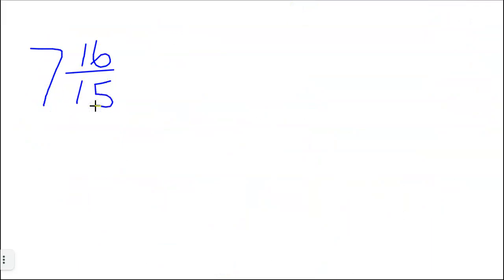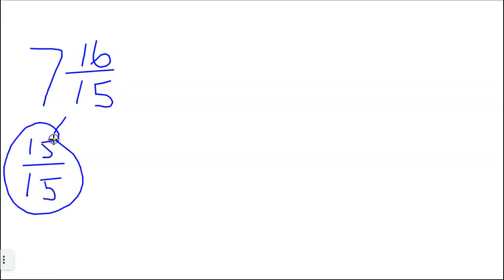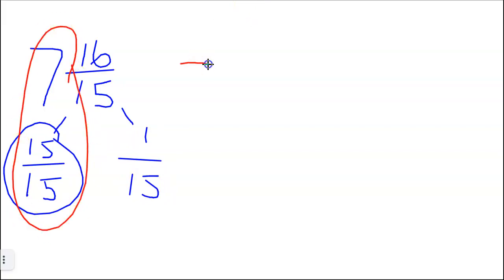Okay, so I have 7 and 16/15. Let's go ahead and change that to a mixed number. With 16/15, I can go ahead and get out one additional whole. So I can pull out 15/15. How many more 15ths would I need to get to 16? Well, just one more. So how many total wholes do I have? I have 8, because I have that 7 from before and then that one more. So I have 8 and 1/15.